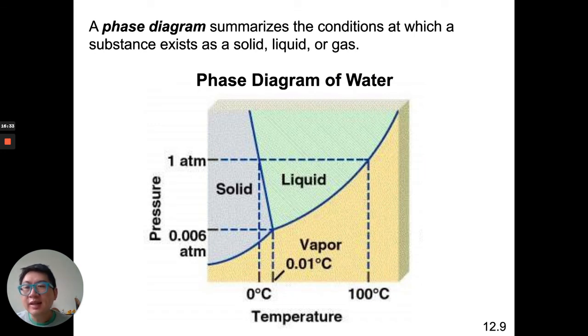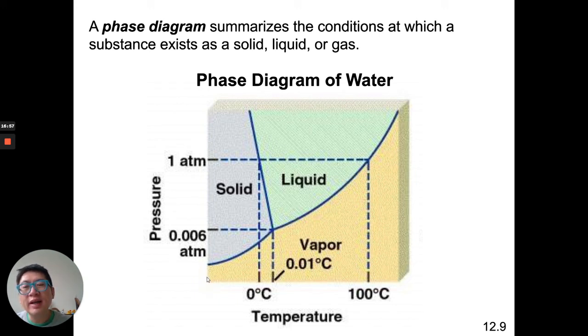Okay, so last thing, phase diagrams. A phase diagram summarizes the conditions, the temperatures and pressures, at which a solid, liquid, and gas can be. So this is the phase diagram of water. It has temperature on the x-axis and pressure on the y-axis. You should just know how to read a phase diagram. It's actually kind of simple, as I know how to read graphs.